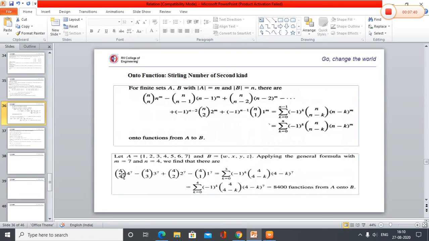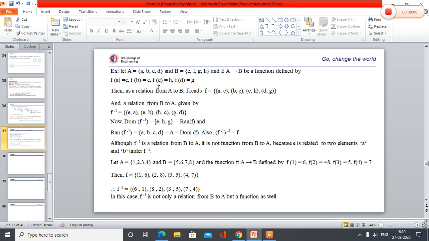That way we can find this value, and we just have to calculate, and we are going to get 8400. So these many onto functions from A to B. If the question asks to find the number of onto functions, we have to apply this formula. This is also called the Stirling number of the second kind. Then I'll discuss some examples.